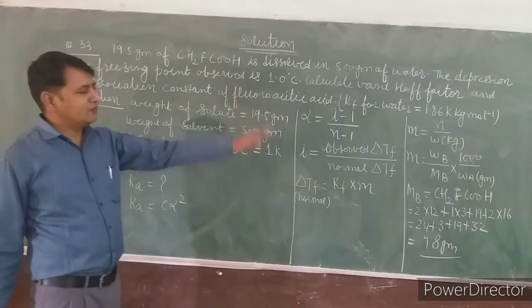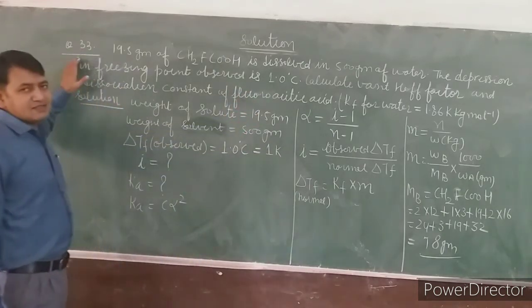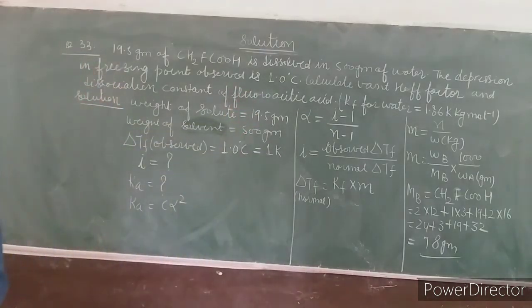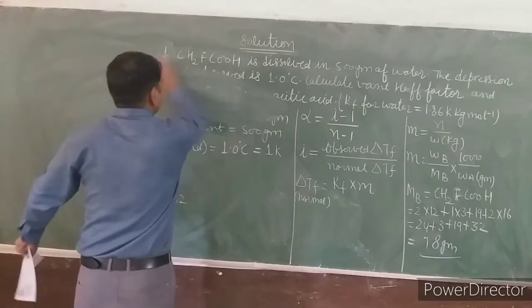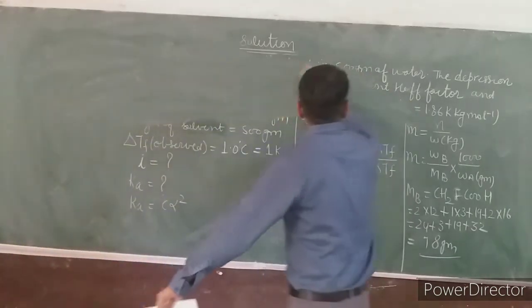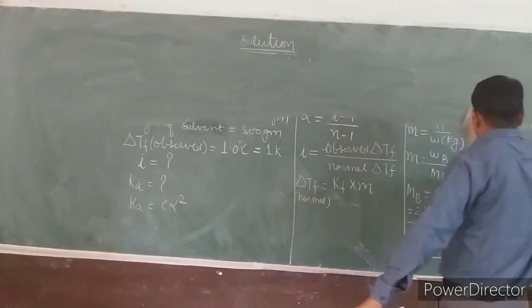This is the solution of exercise 33. I am hoping that you will understand. Now, one more problem which is based on this Vant Hoff factor and extent of dissociation and association.